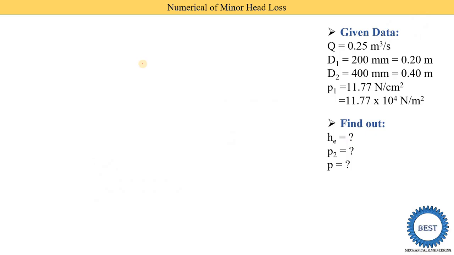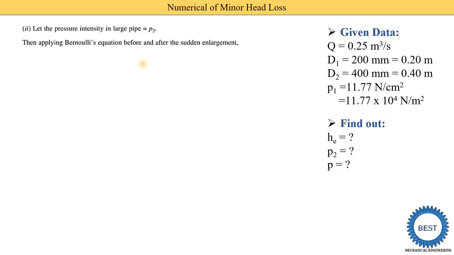Now, second we need to find out the P2. To find the P2, we need to use Bernoulli's equation, applying it before and after the sudden enlargement. Bernoulli's equation is P1 upon rho g plus V1 square upon 2g plus Z1 is equal to P2 upon rho g plus V2 square upon 2g plus Z2 plus He. Here Z1 and Z2 are not given, so we can consider the pipe is horizontal. So Z1 and Z2 cancel, and we need to find the value of P2. First we find P2 upon rho g, then after that we find P2.